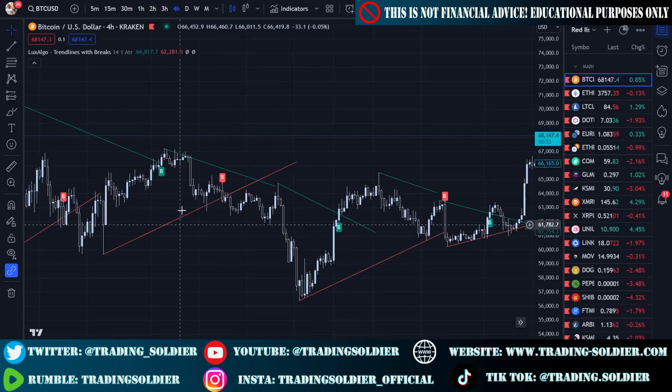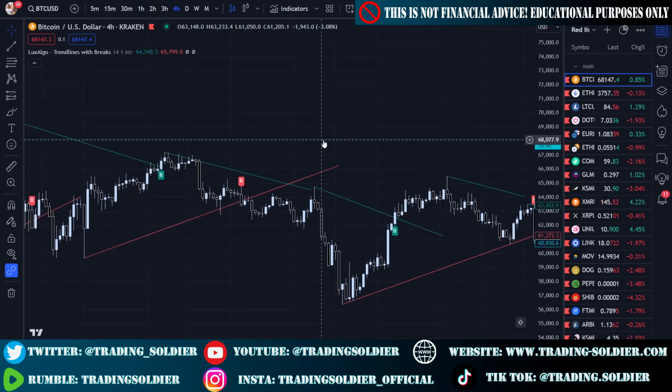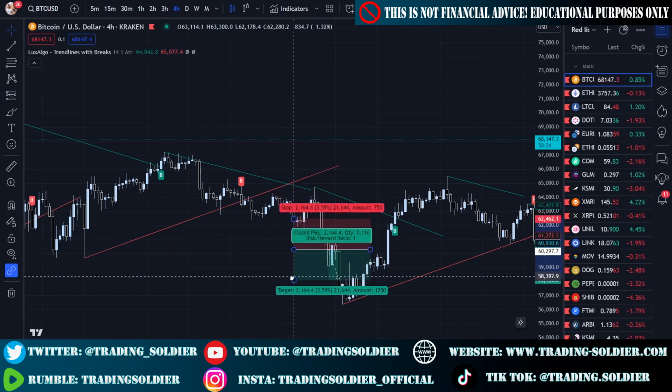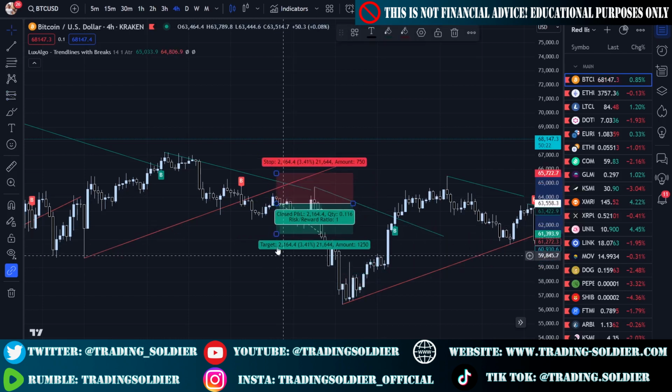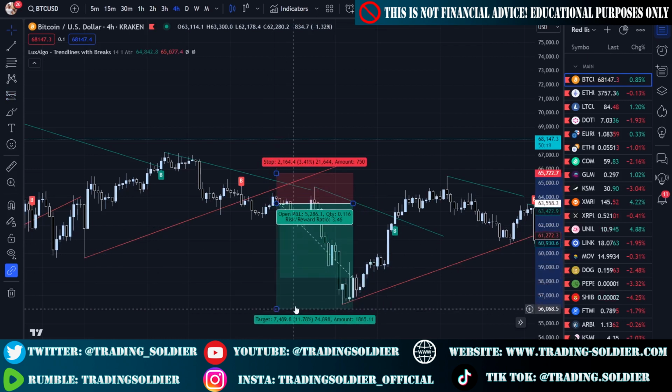Now let's make a trading example, for example, a short trade. Here we have an ascending trend line. When we get the trend line break signal, right here, we will wait for the retest. Here is the retest. So when we see the price reaching the trend line again, here we can open the short. We can put our entry point around this area.